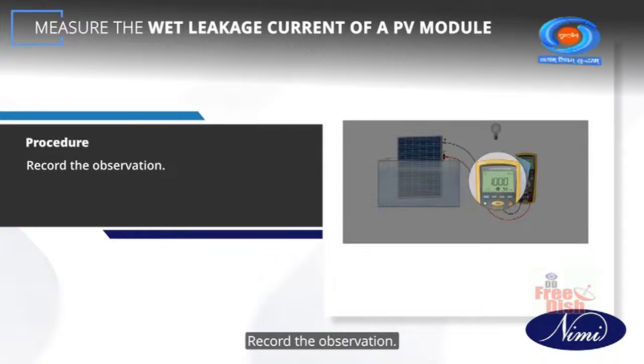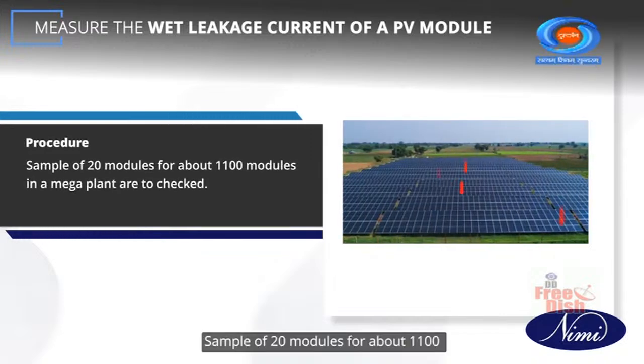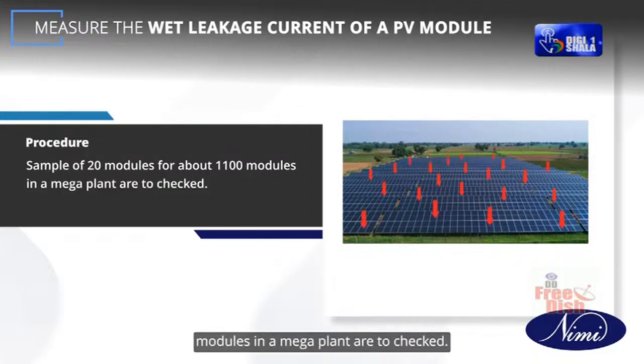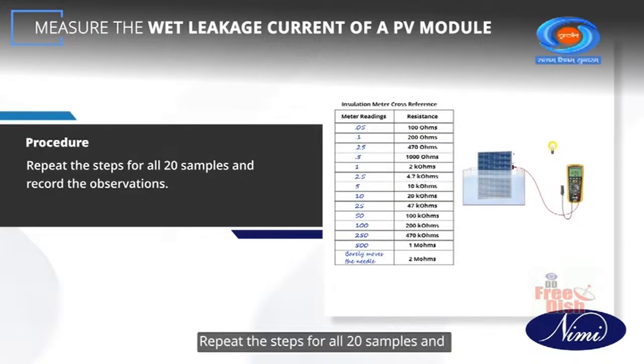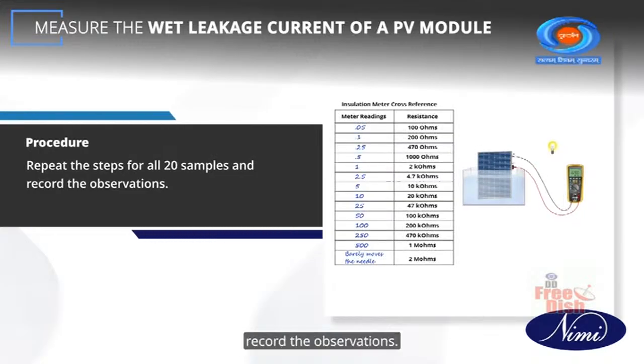Record the observation. A sample of 20 modules out of about 1100 modules in a mega plant is to be checked. Repeat the steps for all 20 samples and record the observations.